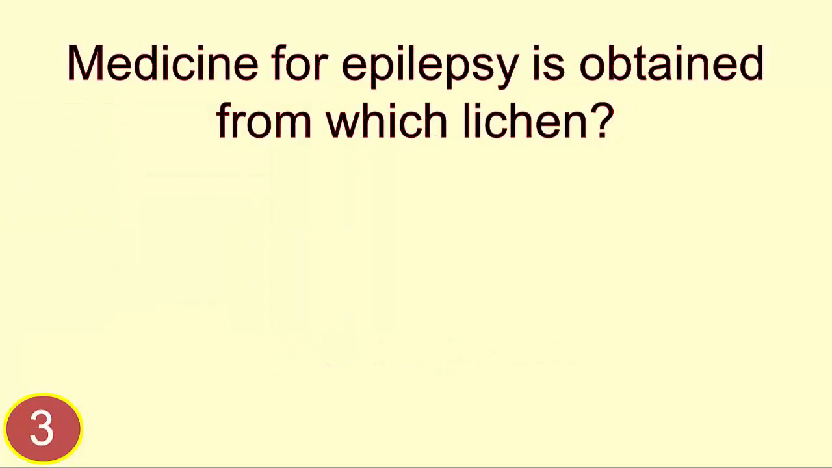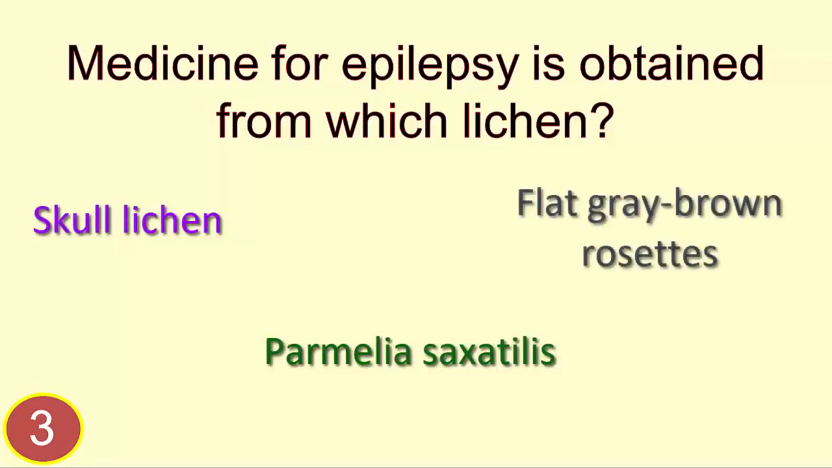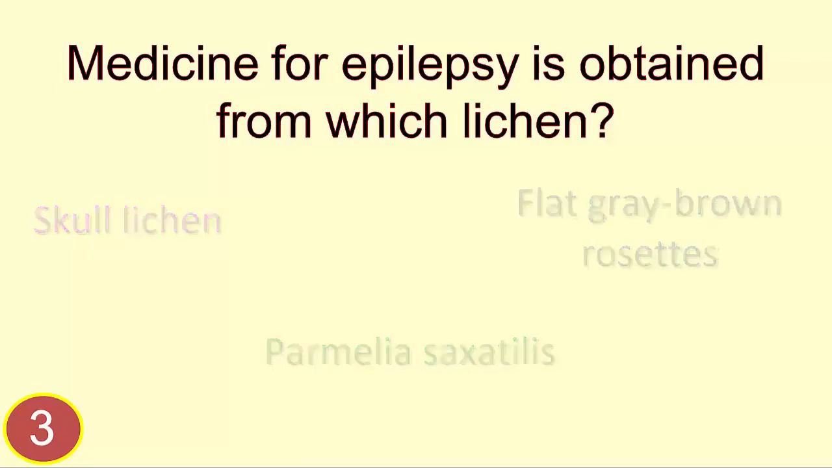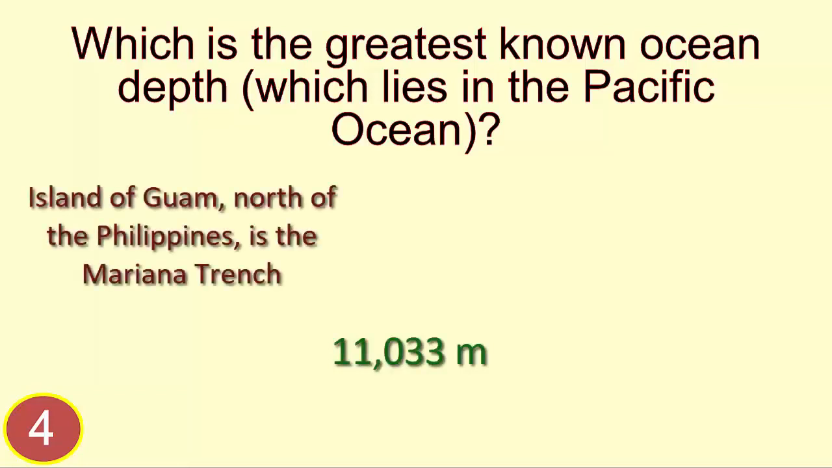Medicine for epilepsy is obtained from which lichen? Answer is Parmelia. The so-called skull lichen is a common variety that grows in flat grey-brown rosettes. Which is the greatest known ocean depth? Answer is 11,033 meters. This is near the island of Guam, north of the Philippines in the Mariana Trench.